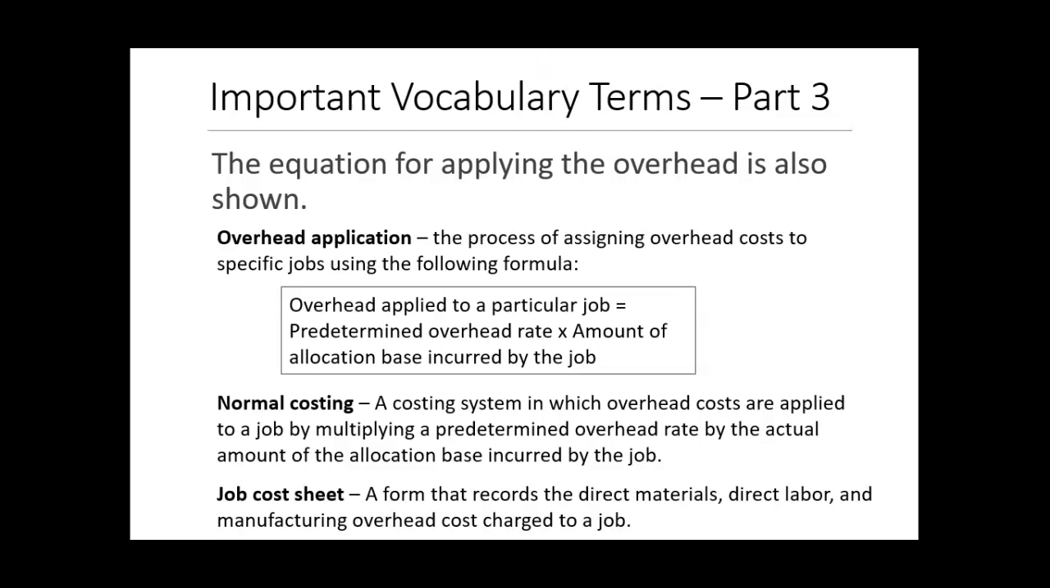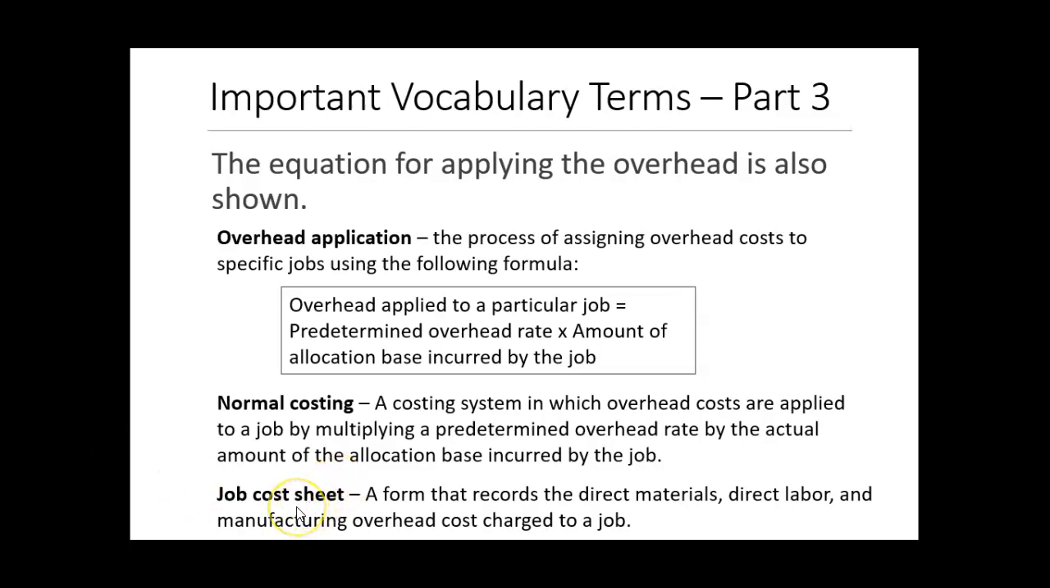So we look at the overhead application again. Once you have determined the predetermined overhead rate, it is multiplied times the actual allocation base incurred by that job. And again, based upon that information, we're going to assign overhead costs to that particular job. Okay? So normal costing is a cost system in which overhead costs are applied to a job by multiplying a predetermined overhead rate by the actual amount of the allocation base incurred by the job. So we've been doing that since Chapter 2, and we'll practice that more here in Chapter 3.